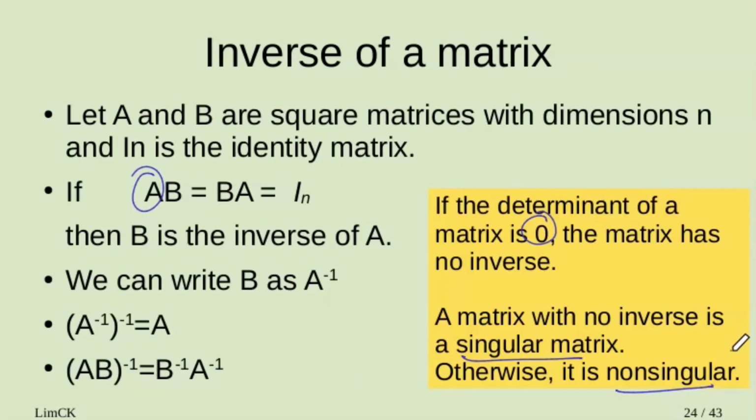How to find the inverse? Very simple. From the definition here, if A and A inverse equal the identity matrix, then using this, I think you should be able to find a way to find the inverse of A.